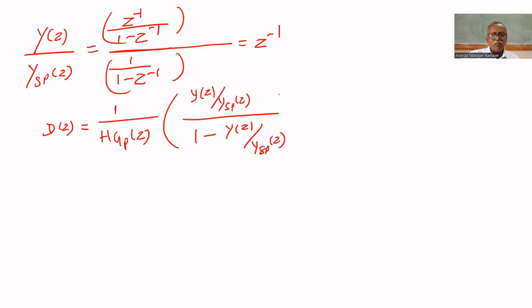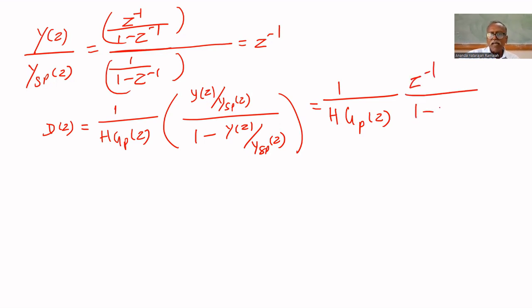So y of z by y set point of z is z power minus 1. Therefore, the controller is 1 by HGP of z multiplied by z power minus 1 divided by 1 minus z power minus 1. That's all. If you know HGP of z, you can find the controller.